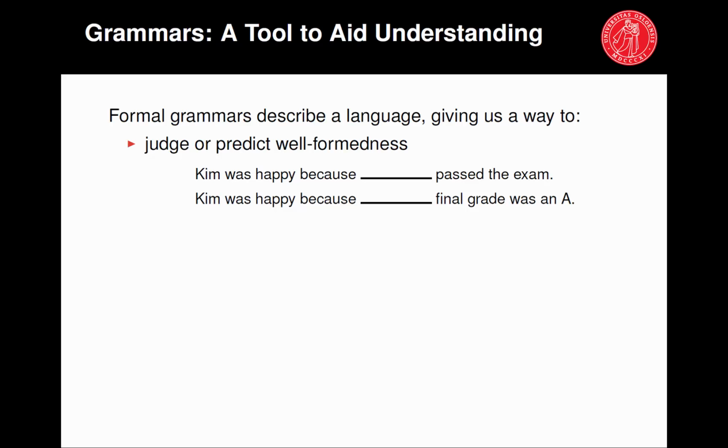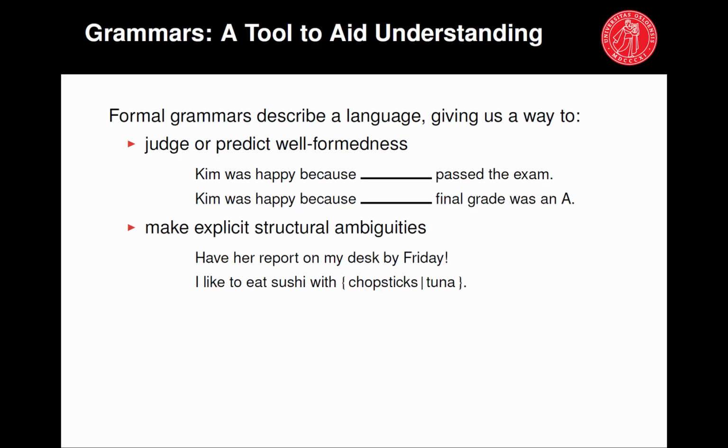Kim was happy because her passed the exam. A little better, but not good English. In terms of understanding, different structures will correspond to different interpretations. And I challenge you to form an opinion about how many different interpretations you can assign to this string. Have her report on my desk by Friday. Might be a quiz question at one point. This one we've seen, variants of the prepositional phrase ambiguity. Sushi with tuna or eating with chopsticks. So we'll now make that explicit as different syntactic structures.